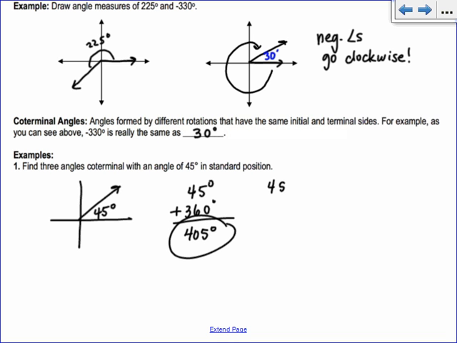What if I start with 45 and I subtract out 360? What do I get? Yeah, negative 315, right? Does that make sense? You can keep adding and subtracting 360 as needed.